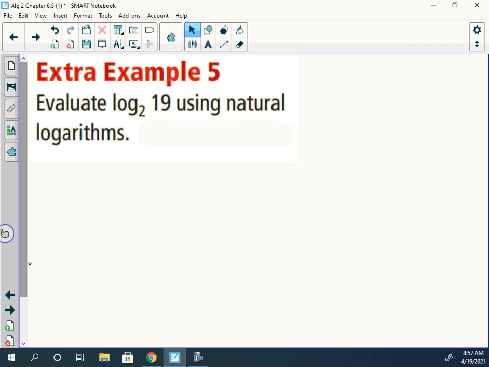Any questions on anything we've done so far? And that's it. That's all we have for today. Yep, it's on the other side.